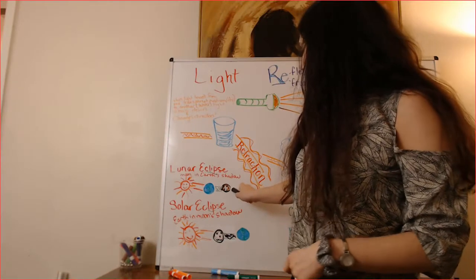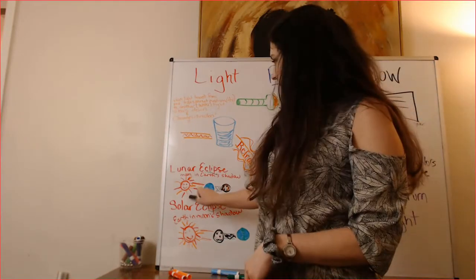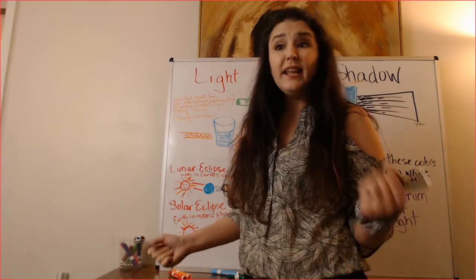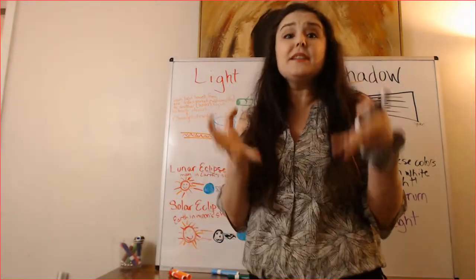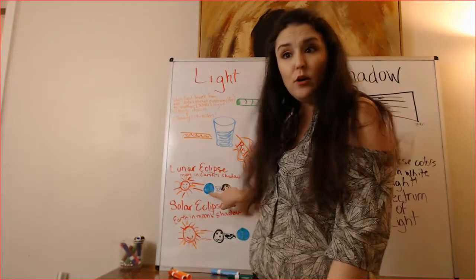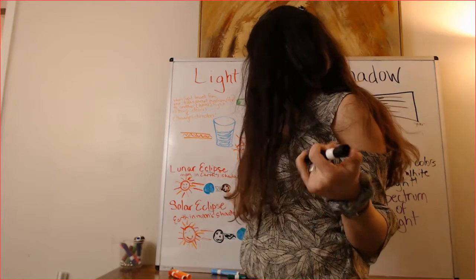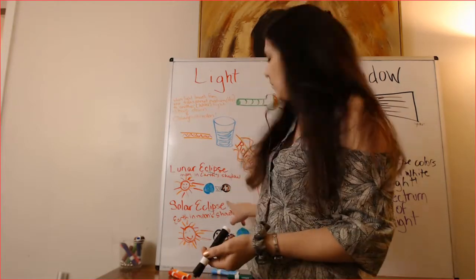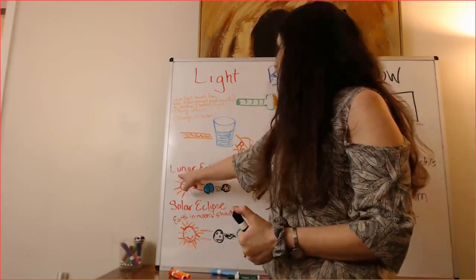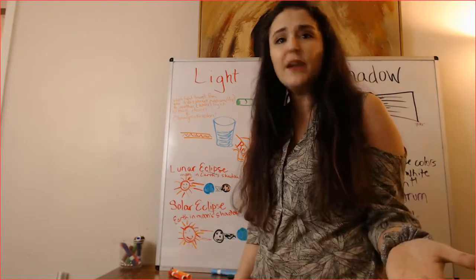And we can't see the moon, because the moon, unlike the sun, doesn't make its own light. It reflects the sun's light back to us. So if it's in a shadow, it can't reflect light back to us, can it? There's no light. It's blocked. It's in a shadow. That is a lunar eclipse, when the moon is in the Earth's shadow.